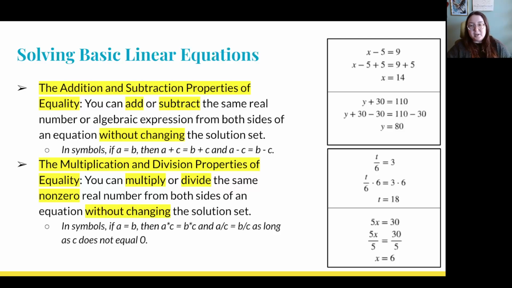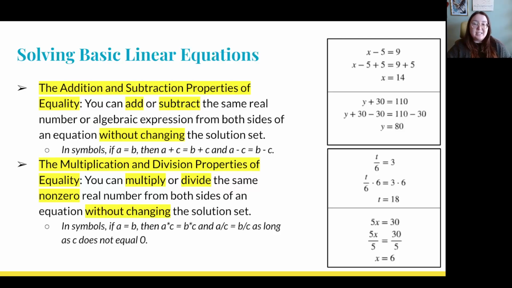Then we have the multiplication and division properties of equality. You can multiply or divide both sides of an equation by the same non-zero real number without changing the solution set. Very similar to adding or subtracting, the same things work for dividing and multiplying. As long as you're dividing or multiplying by the same number on both sides of your equation, they do stay equal. In symbols, this looks like: if A equals B, then A times C equals B times C.